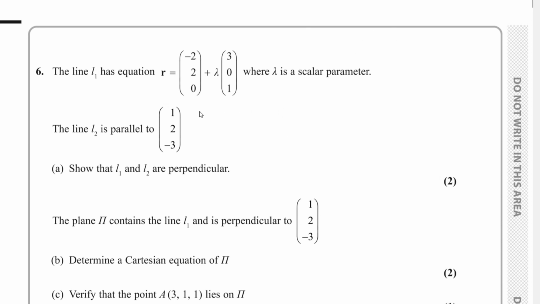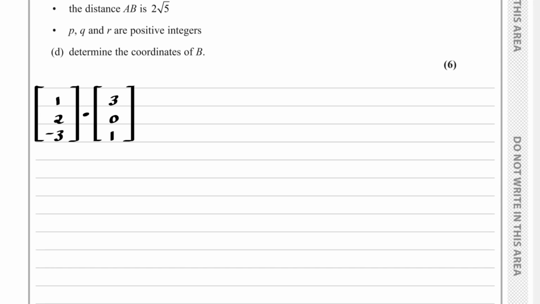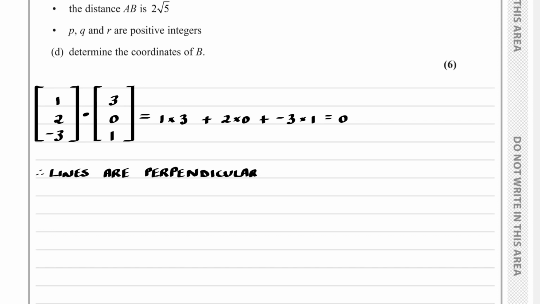Well, for us to show that L1 and L2 are perpendicular, we have to take the scalar dot product between the direction vectors (3, 0, 1) and (1, 2, -3). So we've got (1, 2, -3) dot with (3, 0, 1), and if we work this out, we have the 1 times by the 3, we add on to this the 2 times by the 0, we add on to this the -3 times by the 1, and if we work this out, we get 0. And because the scalar dot product is 0, we can therefore conclude the lines are perpendicular.